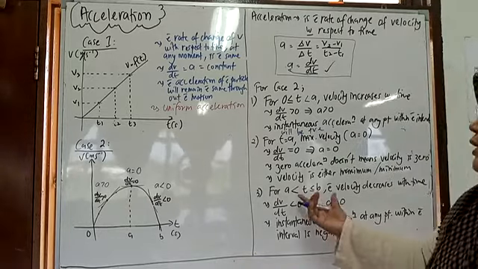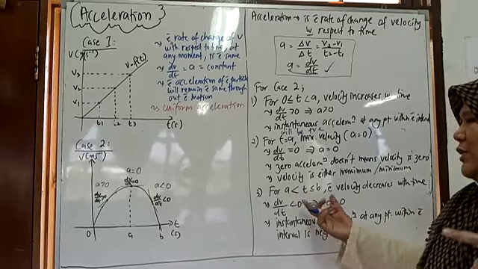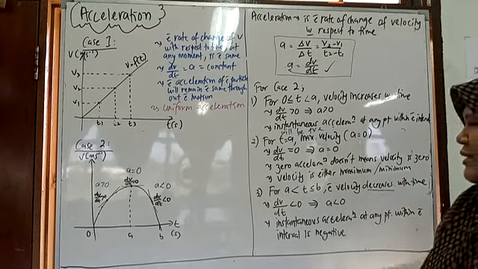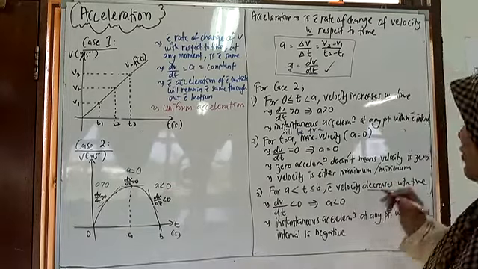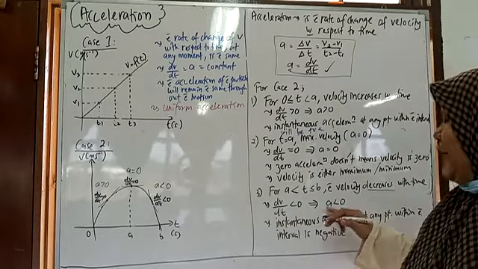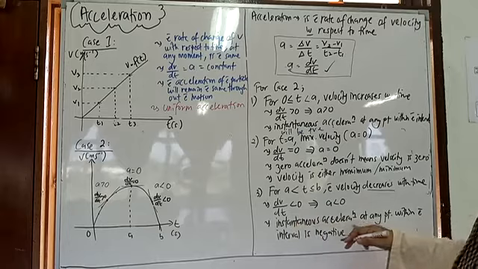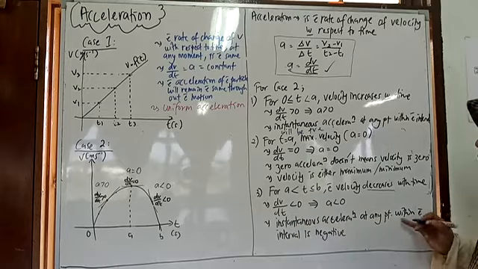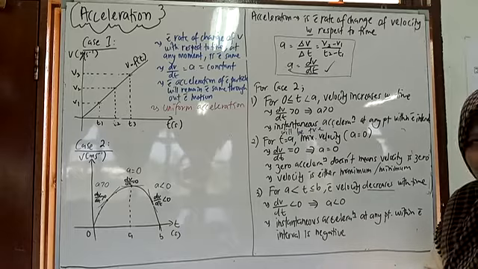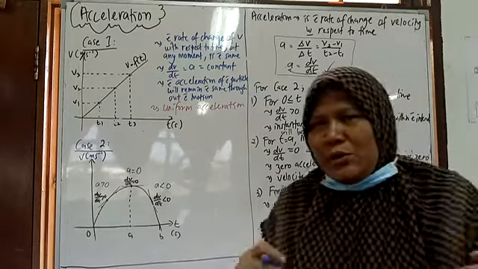Let's look at this time frame. When the time frame is between a to b, the velocity decreases with time. So we say that dv/dt is less than 0, which means that acceleration is negative. So the instantaneous acceleration at any point within the interval is negative. Can you understand? Another thing, we need to know the concept.